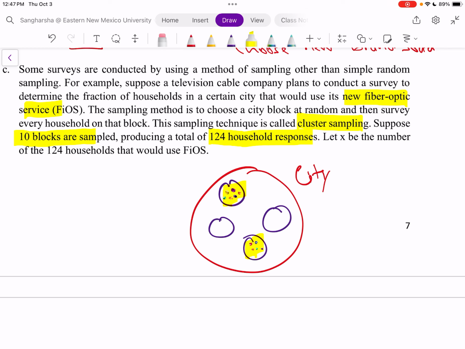You choose the 10 blocks. Now once you choose the 10 blocks, you visit each of the 10 blocks and collect the response from every household in each block. Yeah, they're independent, right? Are they dependent? That's the measure here. Are they dependent or independent?